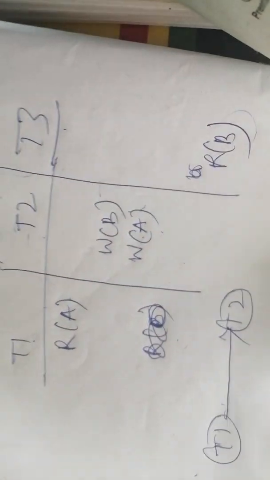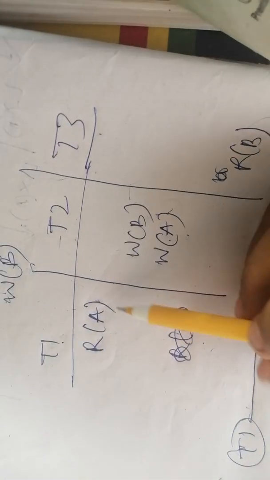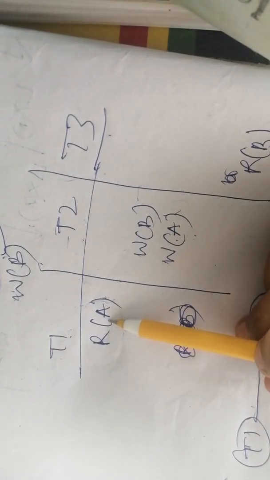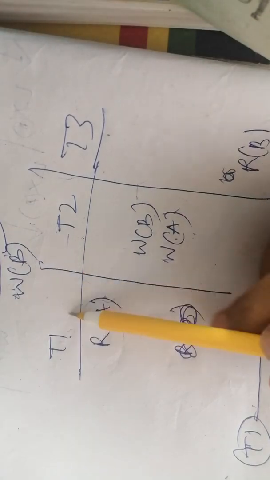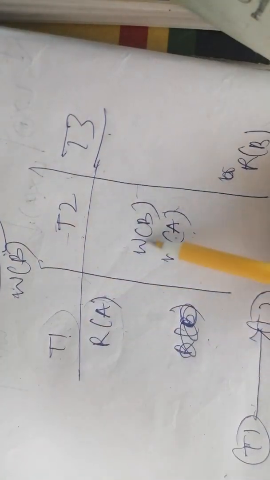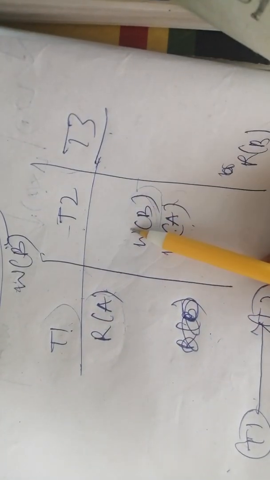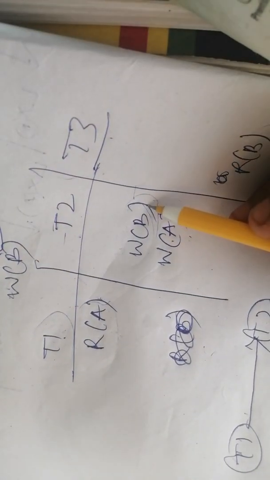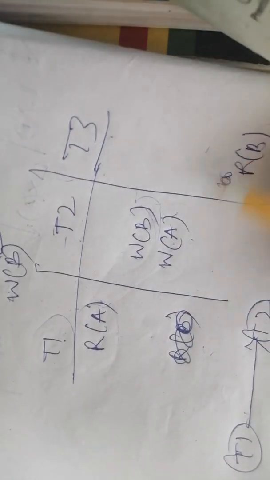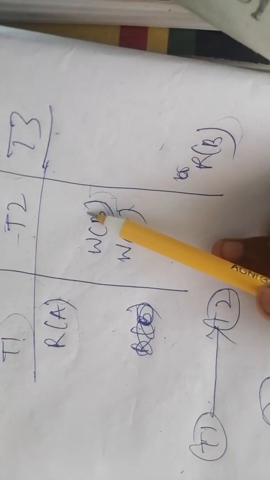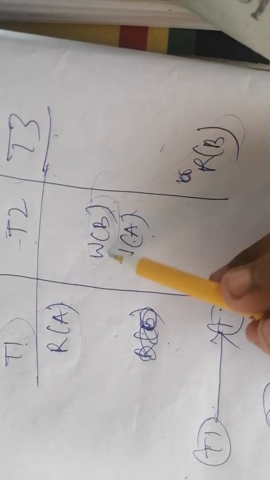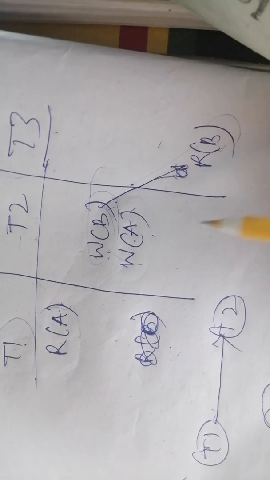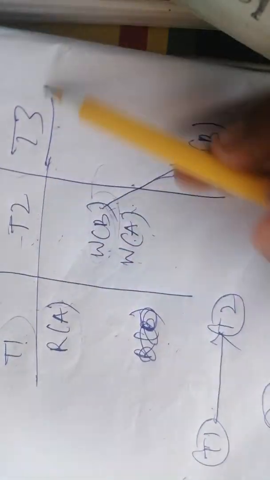Now this operation is over. Now let's move on to the second operation. Which one occurred first after T1? Write B occurred first. So let's check for conflicting operations against the others. Here nothing is present, but here, yes, this is a conflicting operation. This is write on B and this is read on B. So yes, let's draw an edge from T2 to T3.